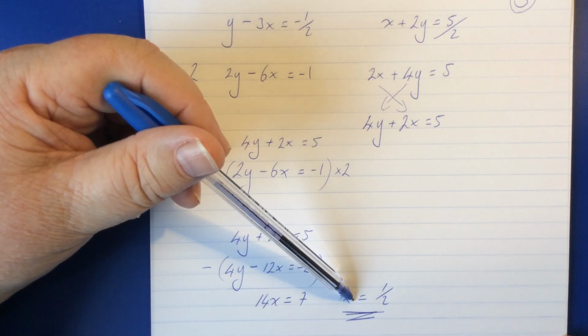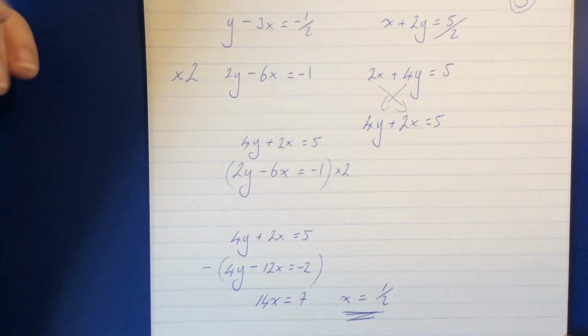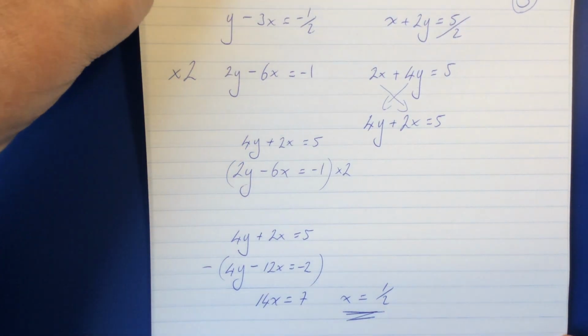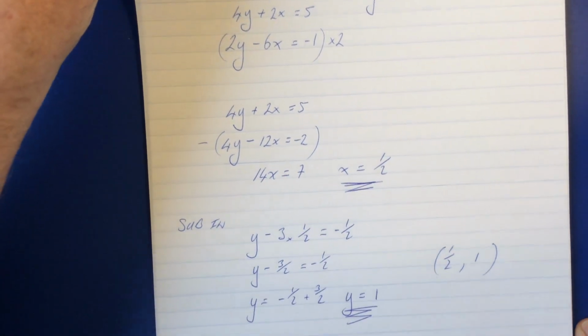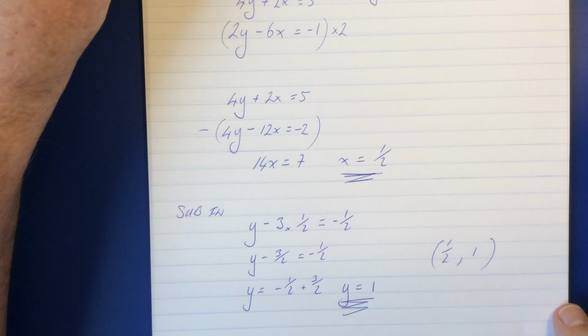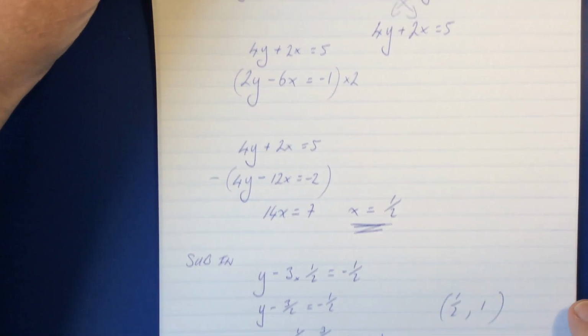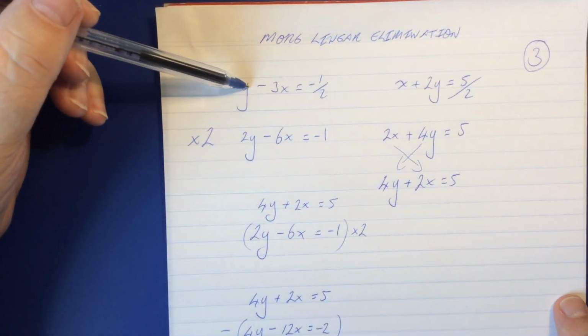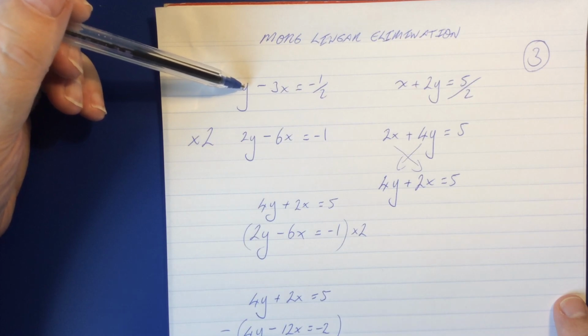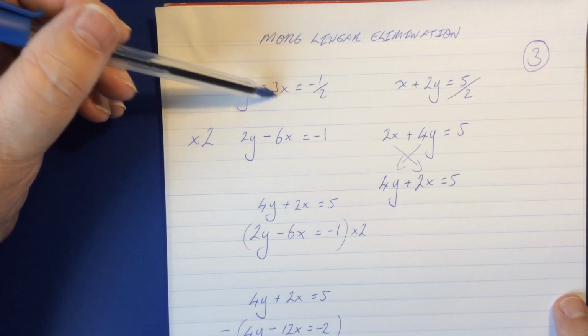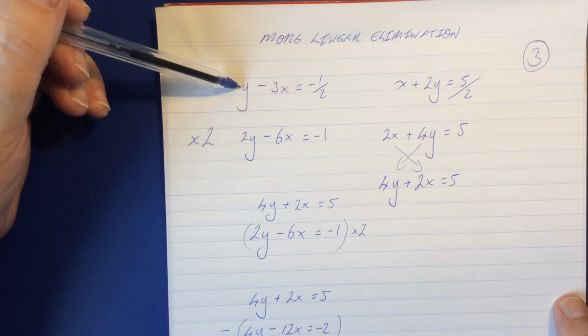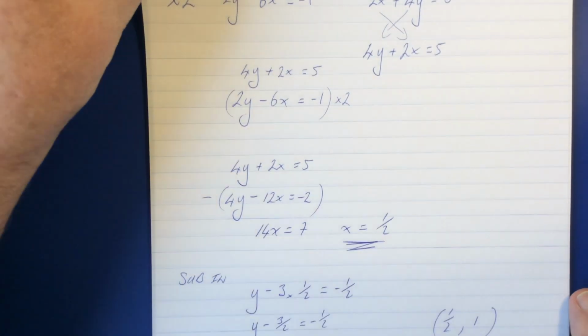Okay, we've got one of them. Now, we're not going to go through the whole process again. What we're going to do is substitute in. And we're going to substitute in using this equation here, which is probably about the simplest one on the page. We're going to substitute in the value of x, which we know, to find y. Right, so let's get to it.